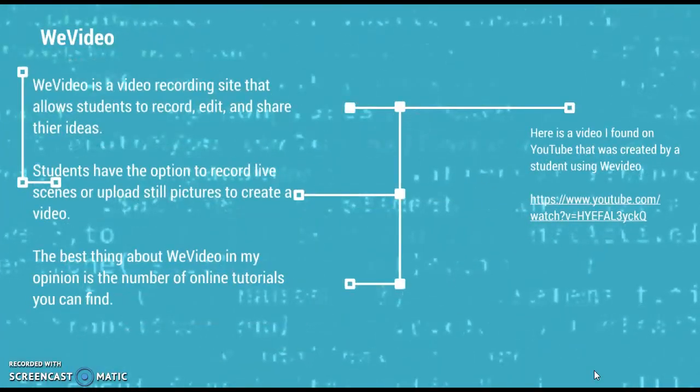And the last one I'm going to talk about is my favorite, and it's WeVideo. It's a recording site that allows students to record, edit, and share their ideas. They have the option to record live scenes or upload still pictures to create a video. And in my opinion, the best thing about WeVideo is the number of online tutorials you can find. So it really is the best free video software I have found. It's very user friendly. And again, if there's anything that I didn't know to begin with, I can look up a tutorial or have my kids look up a tutorial, and it walks them through step by step how to create whatever they're trying to create.